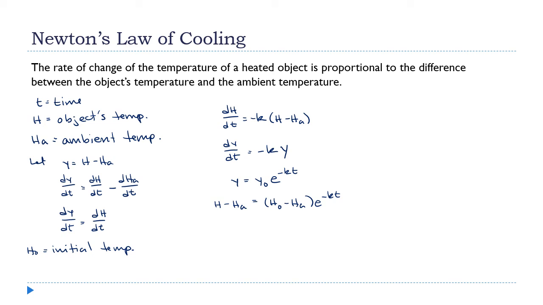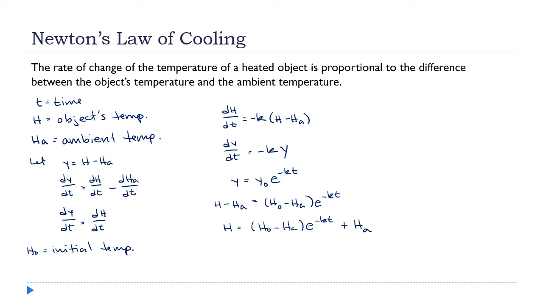And really, a lot of textbooks will stop here and leave it at this. If you really want to, move that H_A over and make this H equals (H0 minus H_A) e to the minus kt plus H_A. Okay, now let's do a little reality check here.